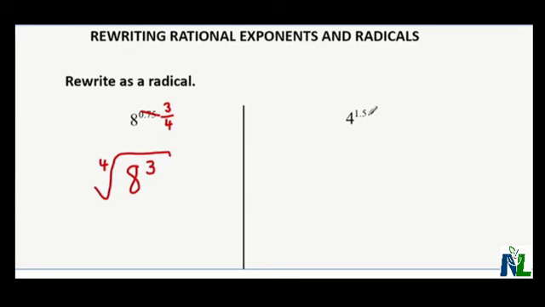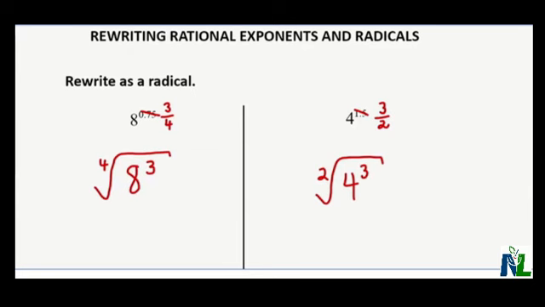In this one, we have 1.5. 1.5 is equivalent to 3/2. So we have 4 to the exponent of 3/2. The denominator becomes the index, so the square root of 4 to the exponent of 3.